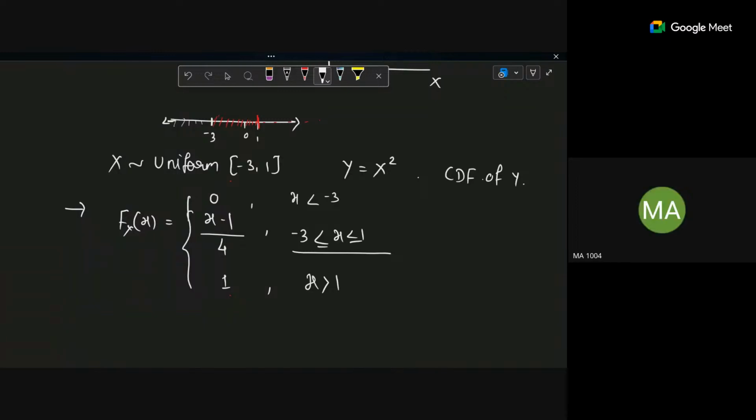So we are interested in finding the CDF of y. Y is equal to x square, and x is from minus 3 to 1. So what will be the range of y here?